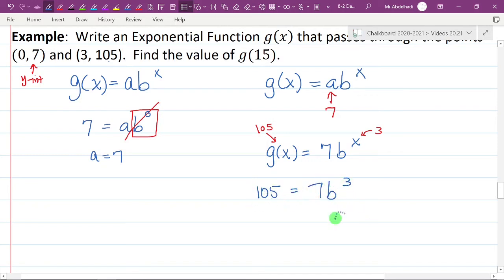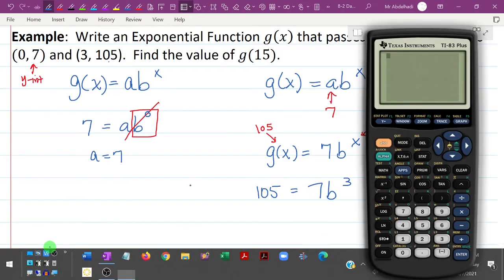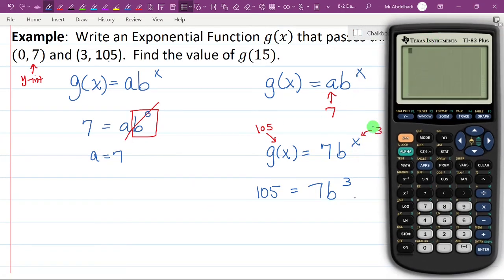And you notice that the only thing that is still unknown is the b, and we can get the b by itself and we can solve. So this is where you're going to reach for a calculator, because these tend to get a little big with the numbers. On the homework, you're going to see some rather large numbers. That's okay. So how do we get the b by itself here? Well, we're going to divide by 7. That'll get rid of the 7. And we get 105 over 7. I'm going to flip this around so that the b is on the left. So b to the third equals 105 over 7. Now what is 105 over 7? 105 divided by 7 is 15.